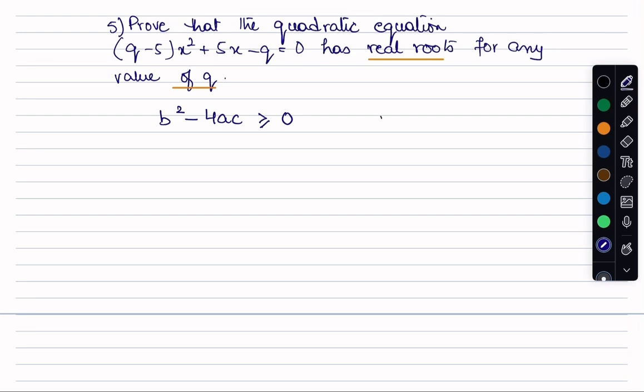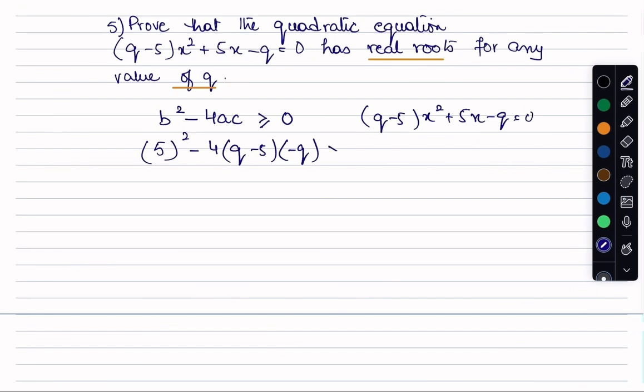So the quadratic equation that is given is (q minus 5)x squared plus 5x minus q equals 0. Substituting the values, for b it's 5, the whole squared, minus 4 times (q minus 5) times minus q, which is greater or equal to 0. I can say that this is 25 plus 4q(q minus 5), which should be greater or equal to 0.